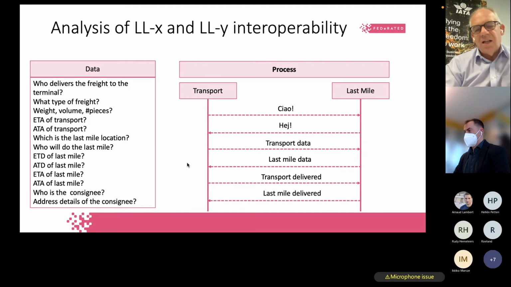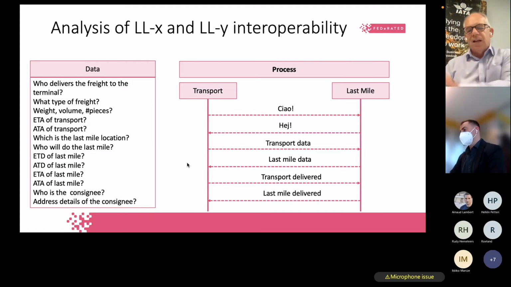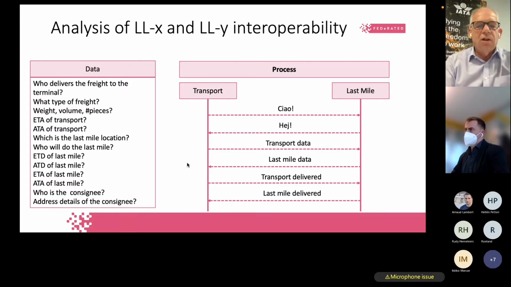And they interact, they say, hello, how are you, and all that stuff. One party says, listen, I've got some freight coming, here's the transport data. And then the last mile confirms, okay, thank you very much. Based on your forecast, we think we'll be able to pick it up and deliver it at these times and dates, etc. So a lot of the questions on the left have been answered.